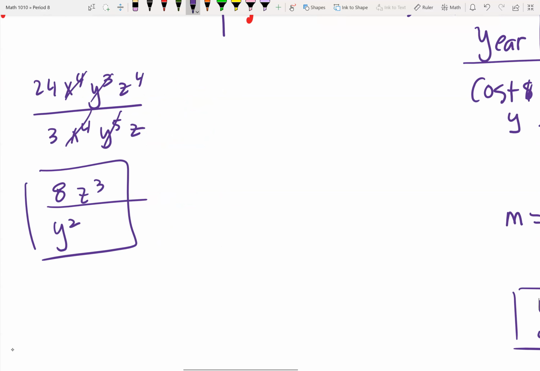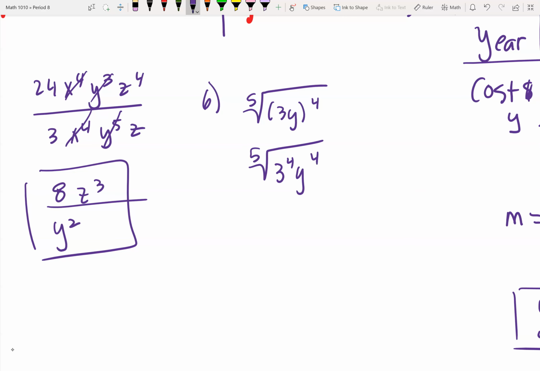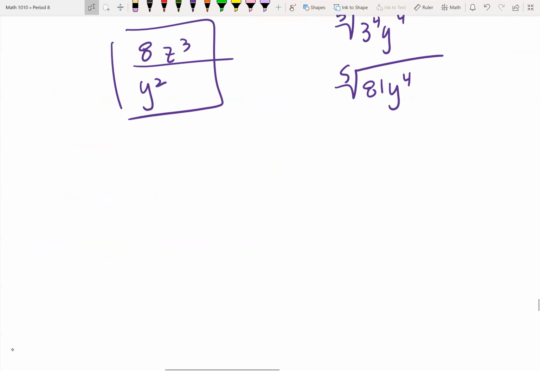That's it. Number 6, write this in radical form. So it's the 5th root, and then in parentheses you have a 3y raised to the 4th. But you need to simplify that. So that's going to be a 5th root, pardon me, and then you have a 3 to the 4th and a y to the 4th. So 3 to the 4th is 81. So it's the 5th root of 81, y to the 4th. Okay, question 7.